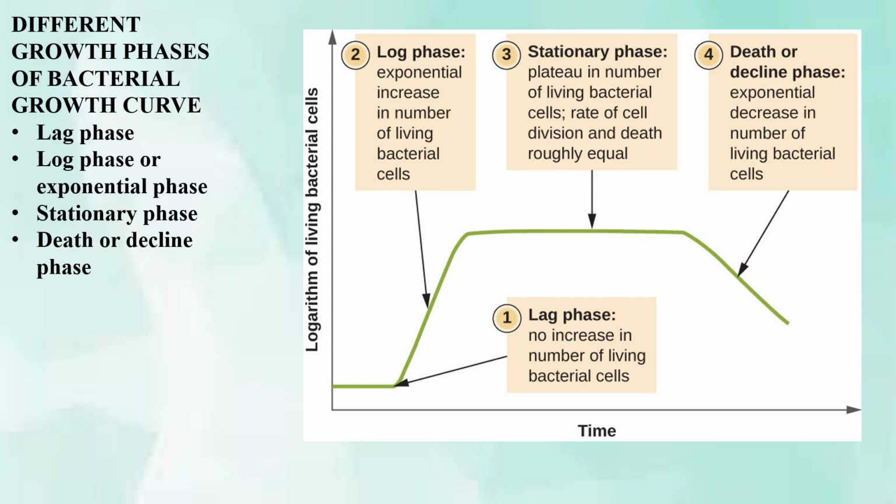Then comes the stationary phase, that is a plateau. Can you see the plateau here? In the plateau, the number of living bacteria cells stays constant, as the rate of cell division and death roughly equal. So there is no growth happening in the stationary phase. After a certain period, slowly the bacteria cells start to decline or death may happen. This is a decreasing line you can see. There is a decrease in the number of living bacteria cells, and finally the bacteria cells die. So this is the main difference between the phases of the bacterial growth curve.